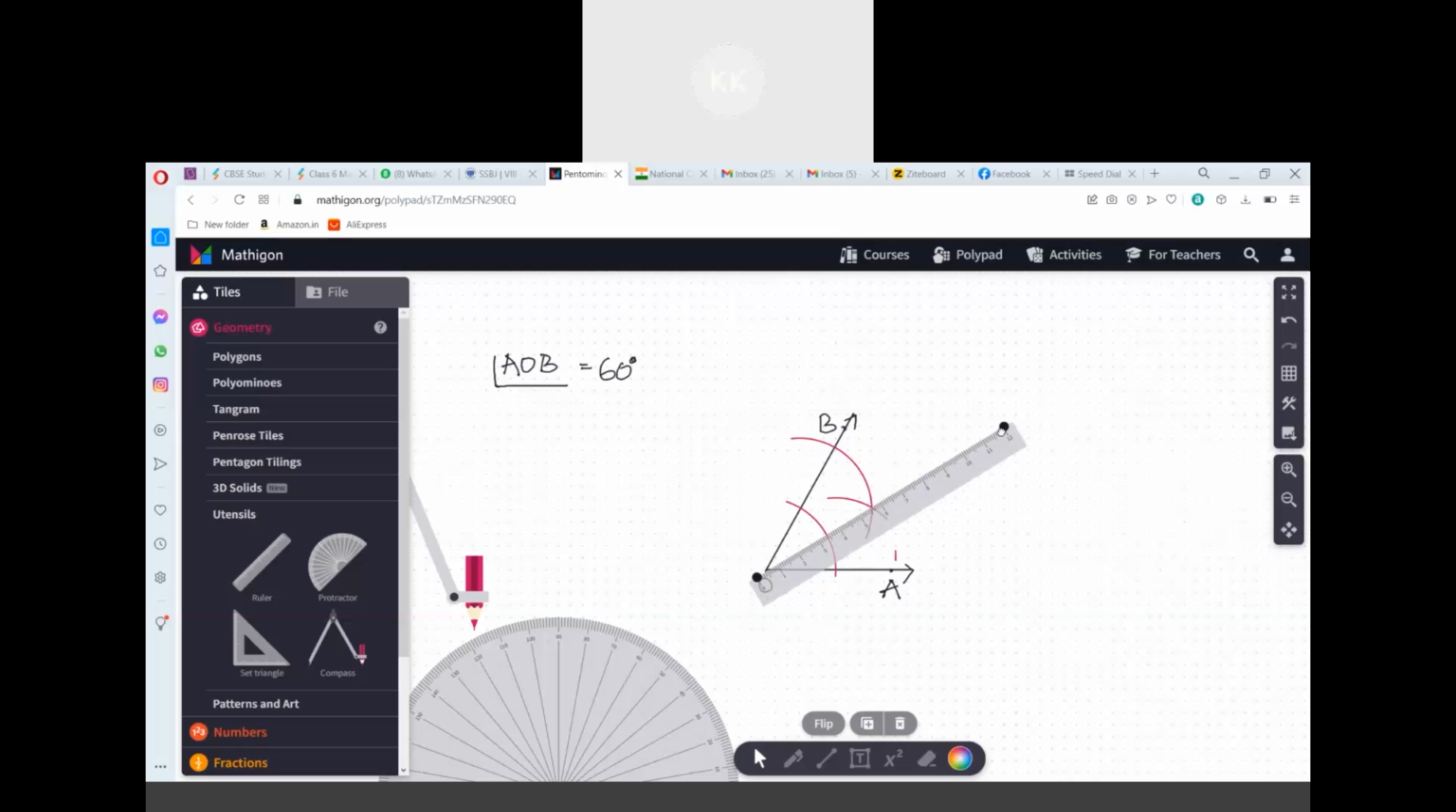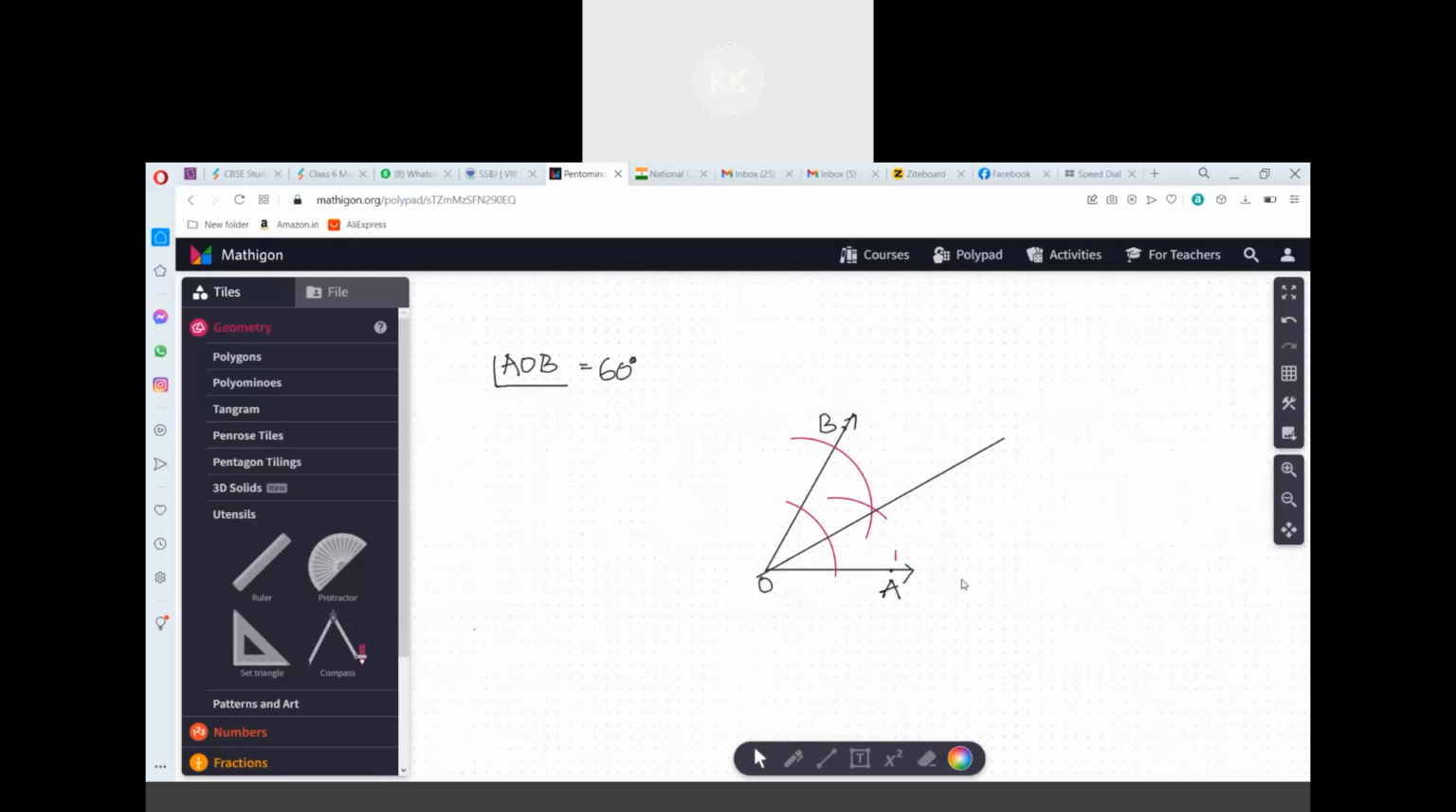Sir, now that line is a bisector. It is not exact, this is the method. Okay, sir. For a given angle, there will be only one bisector at this point. If you measure this angle, this has to be 30 degrees. So for a given angle, there will be only one bisector.